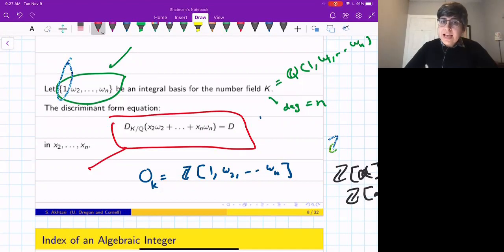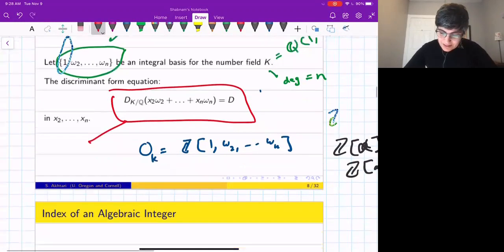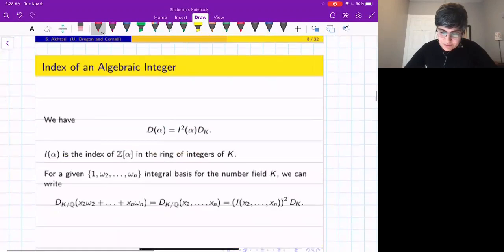It's asking you how many elements, or rather what elements, in your number field have a fixed discriminant. And we do have finiteness results again. There are finitely many up to some sort of equivalence, but we can't count them. It's just a very simple question: there is an equation with n-1 variables, integer coefficients, equal to an integer, but it's really not always possible to count how many solutions it has.